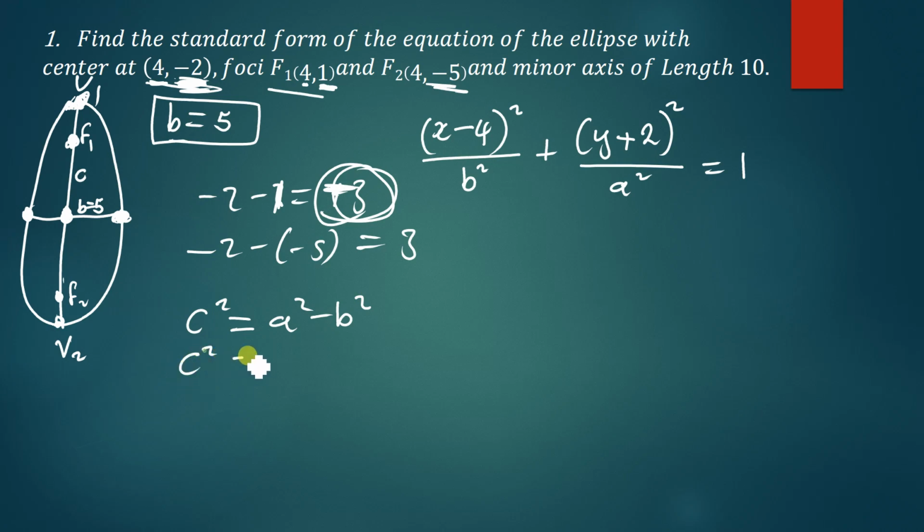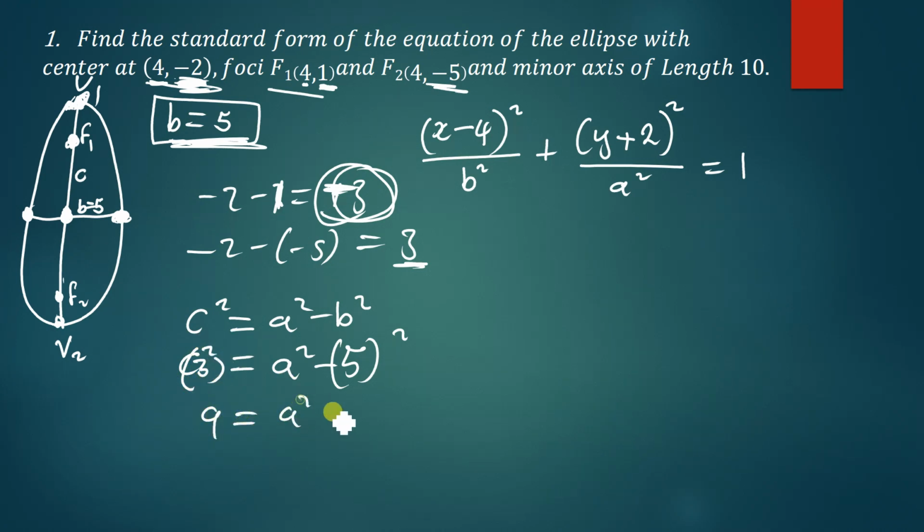So c squared is equal to the value of a, which we don't have and are trying to find right now. So I'm going to leave it as a squared, and then we say minus b squared, which has been given. We have found it to be 5 there, so we say 5 squared. Even c, we managed to find c, which is 3, so we put 3 there. So 3 squared gives us 9. So this is equal to a squared minus 5 squared. This will give us 25.